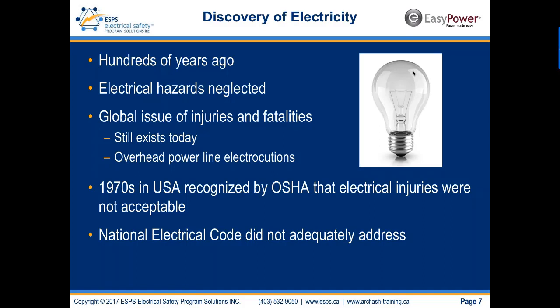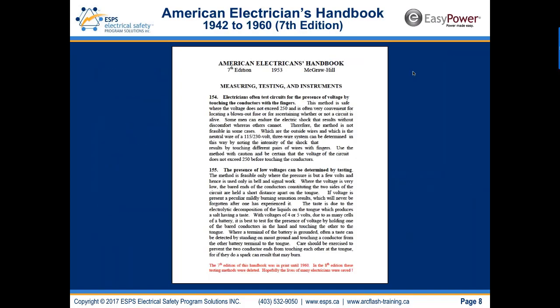So in the 1970s, the Occupational Safety and Health Administration Act would have recognized that electrical injuries were occurring and weren't acceptable, and they were trying to address them through the National Electrical Code, but it didn't adequately address them. So, just stepping back, this is the American Electrician's Handbook, and this is the problem.